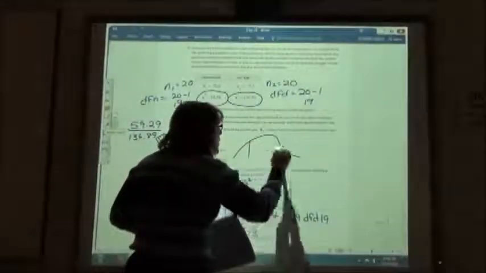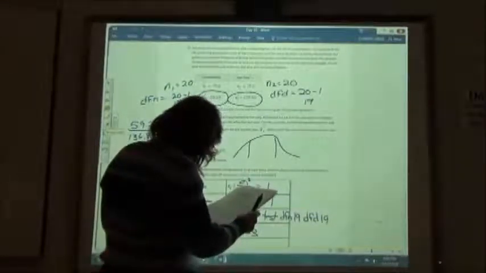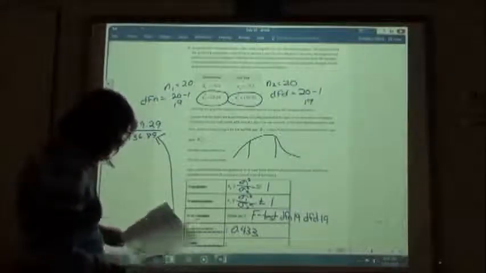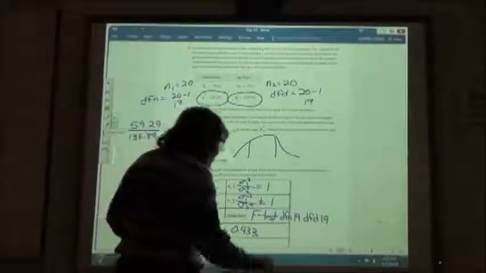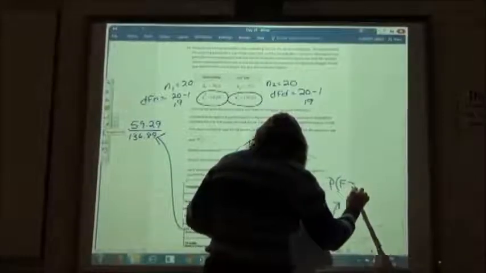0.433. We are doing a two-tailed test on this one, since we're doing an equal and a not equal, right? So, I'm trying to remember if I get the same number when I do both ends. No, I think I have to do minus, because this one we are doing F is greater than. Let's just try it.